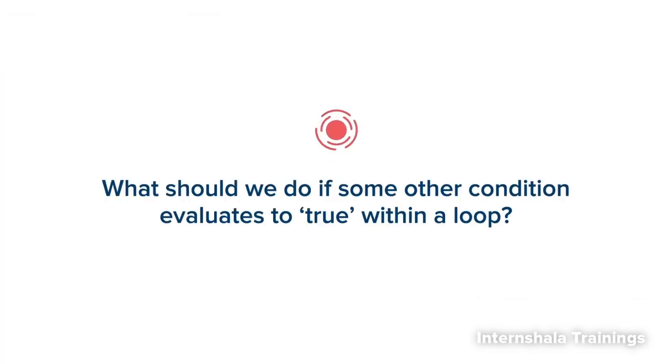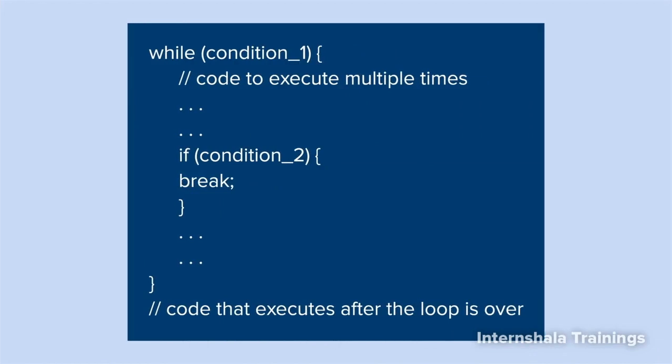Now, what if within the loop, some other condition evaluates to be true? What should we do in such a case? In this case, we break the loop using the break keyword. This will immediately take the control to the next line of the loop.